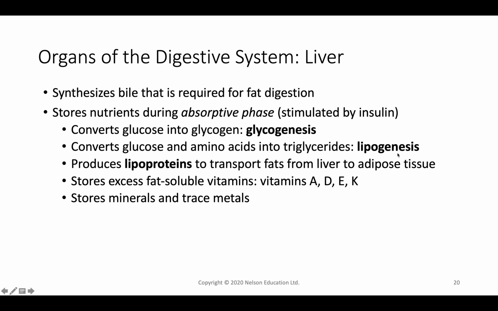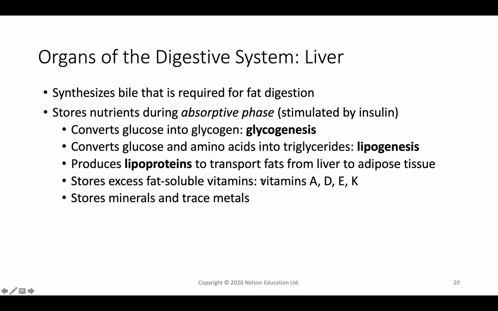That's called lipogenesis, or the creation of lipids. And it's producing lipoproteins, which are responsible for transporting things like fats, for example, from the liver and storing them in adipose tissue. The liver also is going to store excess fat-soluble vitamins, which makes sense, right? We've got a lot of lipids we're creating here. We're also going to have a bunch of lipoproteins, so it's going to be a lipid-happy region.